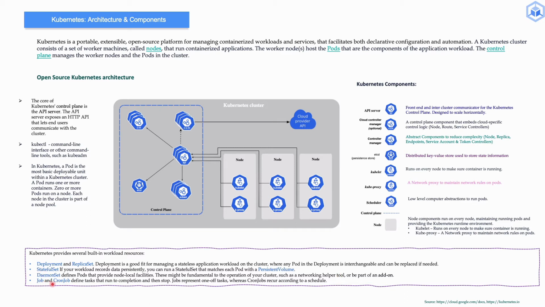Then job and cron job. They define tasks that run to completion and then stop. So you also get an option to run cron jobs, or a job. So it's not meant only for deployable microservices applications, but you can also run job and cron jobs.